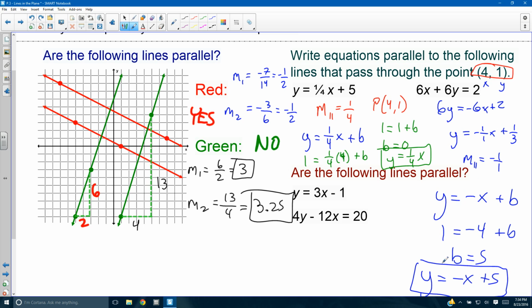This is parallel to this one. Different y-intercepts completely. This is a fraction y-intercept. Good thing we didn't have to graph it. But the same slope. There you go.